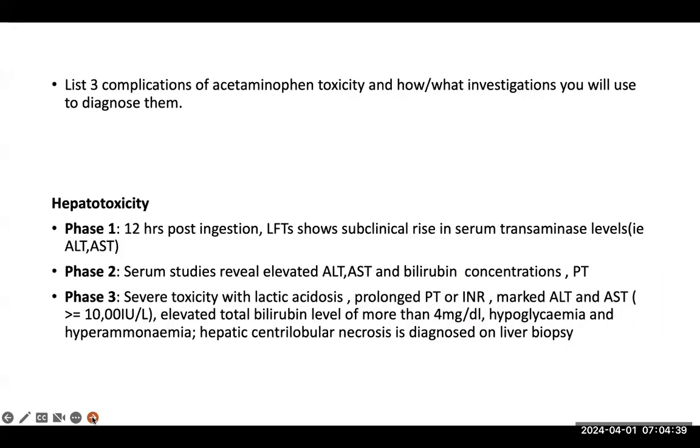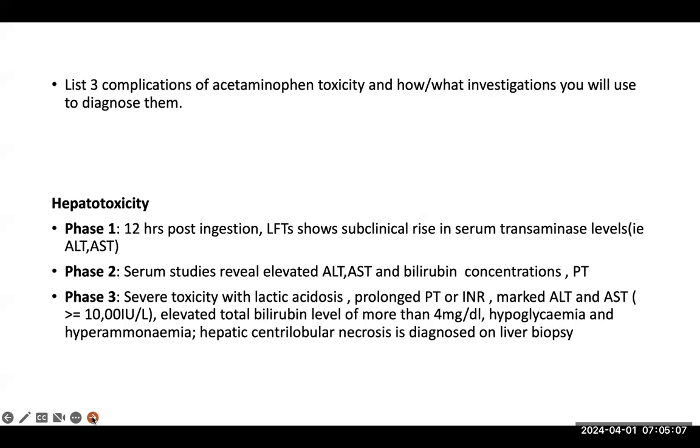So the next question is, list 3 complications of acetaminophen toxicity and what investigations would you use to diagnose them? So I started with the most obvious one, of which we talked about stages first. So I'm going to talk about the phases here. There's a difference between stage and phases from what I saw in some of the guidelines. I think it was more specific in phases here when we're talking about the actual value of the liver enzymes here.